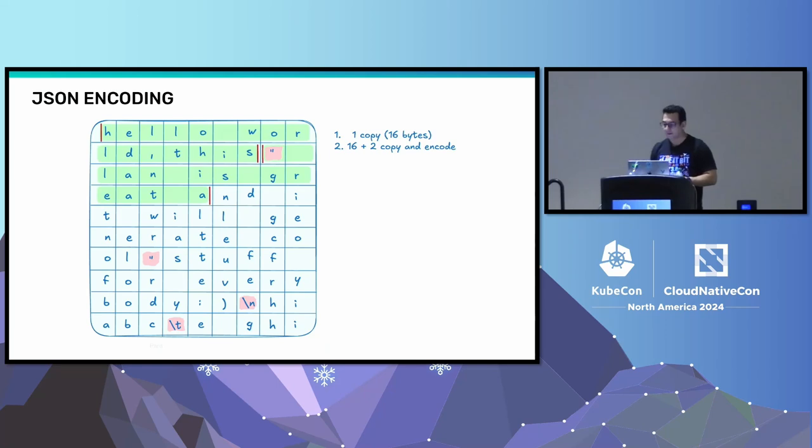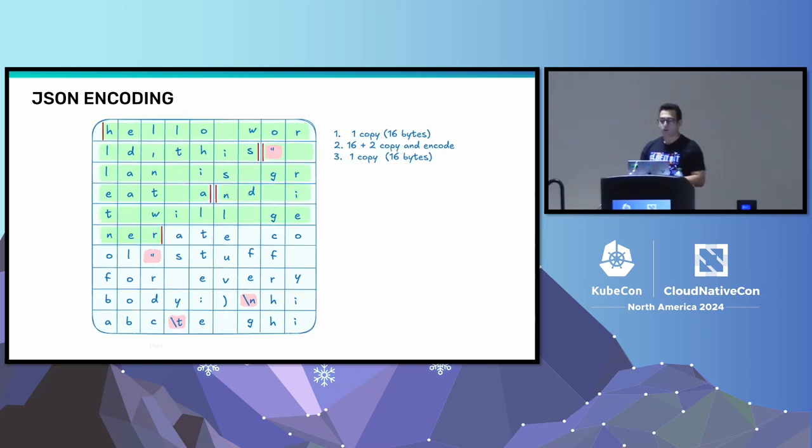The next one, do we have something to escape? Yes, we have a quotation mark. SIMD tells us yes, what you were looking for is here. So then we do a manual operation one by one, because we need to know where it's located and what type it is to understand what escape is needed. Okay, so we did 16 operations plus two copies, and that's fine.